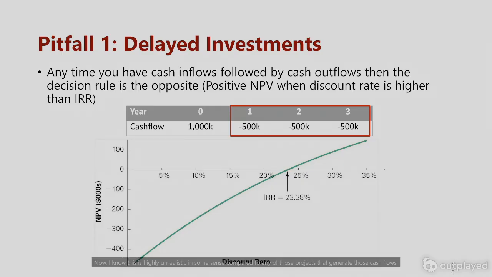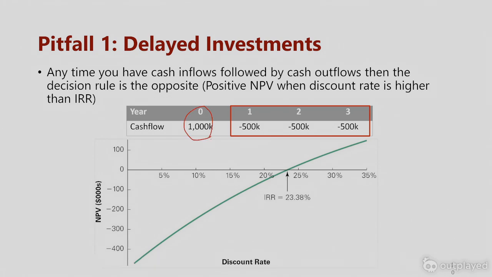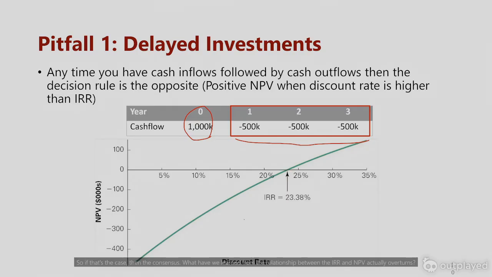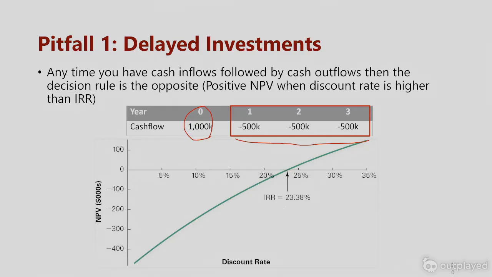Now, I know this is highly unrealistic in some sense compared to those projects that generate cash flows like what we see in reality. But a real life example of this cash flow may be any infrastructure development with, let's say, initial grants. For example, if a government or institution received upfront grants or subsidies for large projects at the beginning of the period, and then has to deal with cash outflows, where they spend the funds on the project's construction, operation, and maintenance over time, this is how the cash flows look, right? So if that's the case, then the consensus of what we learned from the relationship between IRR and NPV actually overturns.